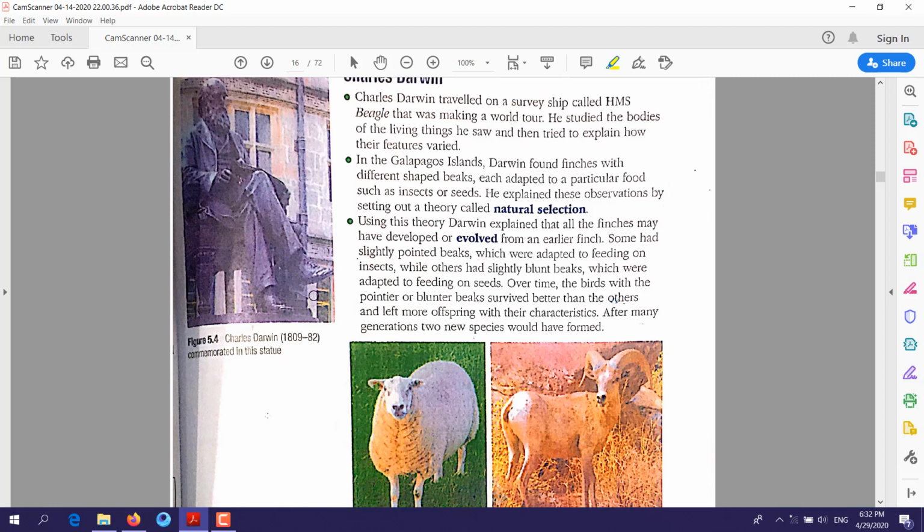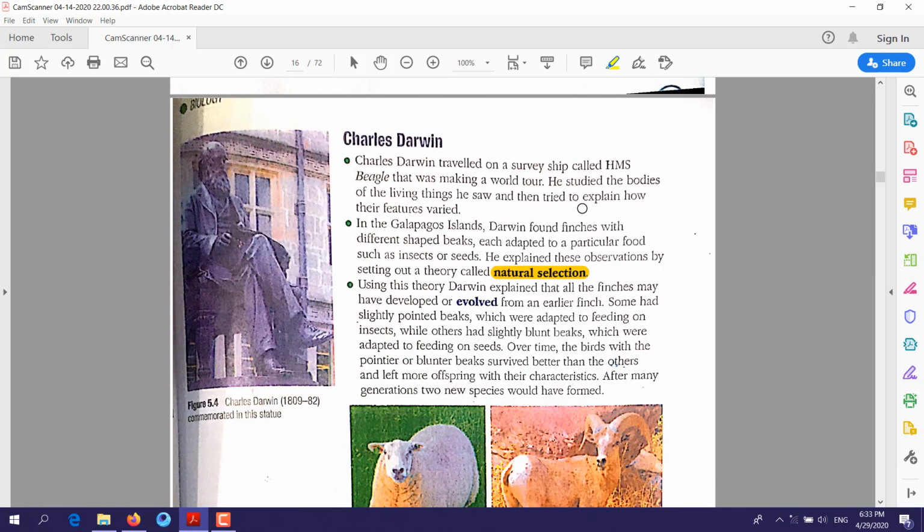So this kind of selection, what do we call it? Natural selection. Natural selection here: the organism that is well adapted to the environment will have a higher chance to survive. So this is what they mean by natural selection.